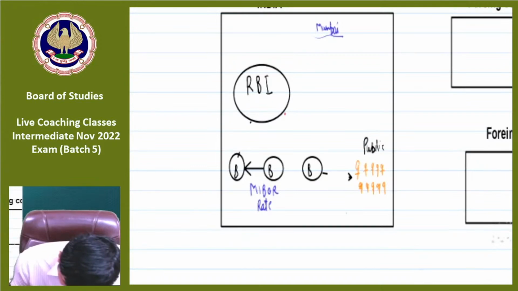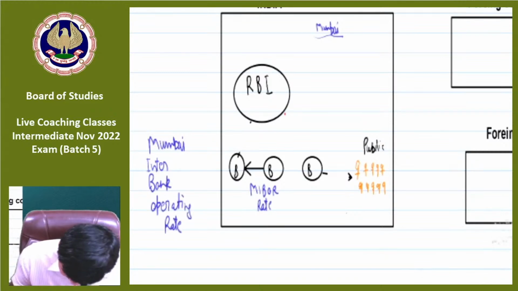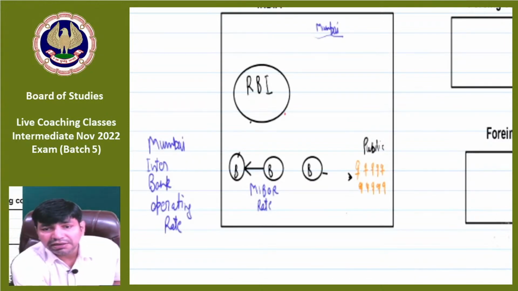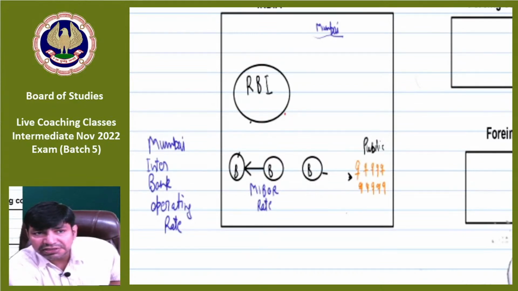Okay, beta, the full form is Mumbai Interbank Operating Rate. Namrata, RBI selects a branch and maintains it in one of the banks. Okay, beta, Namrata, that is called the currency chest. That name is given currency chest.